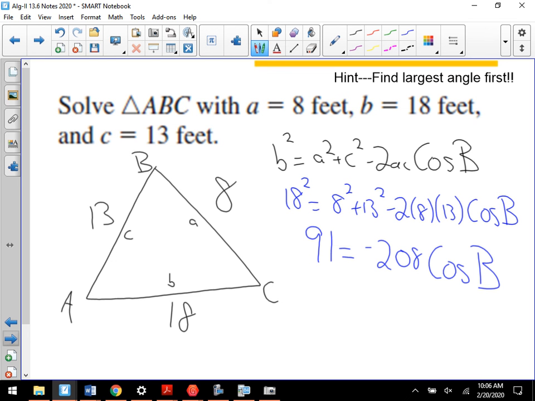How do I undo multiplying by the negative 208? Divide. So 91 divided by negative 208, hit enter. I get some crummy decimal. That crummy decimal equals the cosine of an angle. Notice the cosine of this angle is negative. What comes first in the alphabet, x or y? X. What comes first in the alphabet, sine or cosine? Cosine. So if my cosine is negative, what quadrant is it in? Second quadrant. Which means what kind of an angle is it going to be? Obtuse. Inverse cosine of your answer, 115.94.